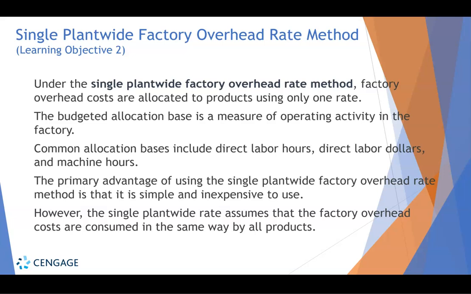So in this scenario, when we use a single plant-wide factory overhead rate, we take all the factory overhead costs that get allocated to products, and we just use one specific type of rate. So the budgeted allocation base is a measure of operating activity in the factory. And we usually allocate based on direct labor hours or direct machine hours or direct labor dollars. When we use a single plant-wide rate, it's really simple and inexpensive to figure out. However, that plant-wide single rate assumes that the factory overhead costs are consumed in the same way by all products, and we know that's just not always the case.